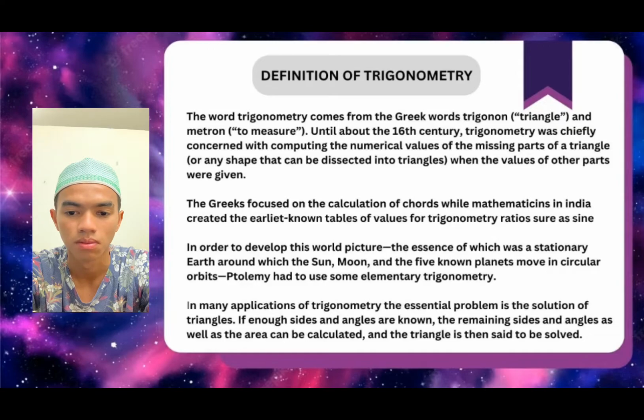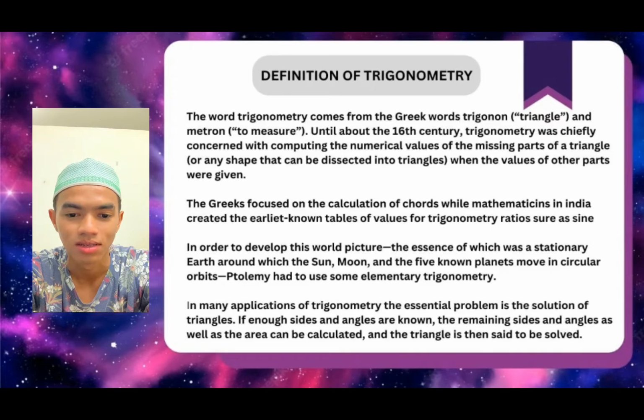When the values of all the parts were given, the Greeks focused on the calculation of chords, while mathematicians in India created the earliest known tables of values of trigonometric ratios.